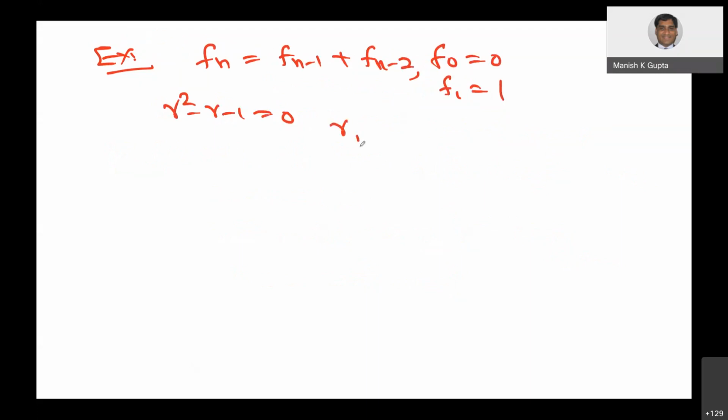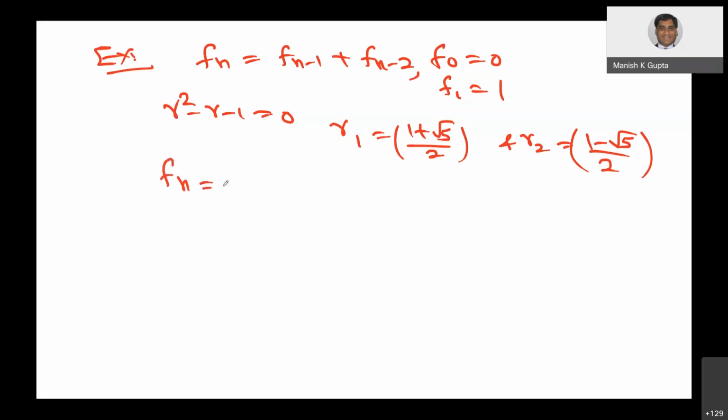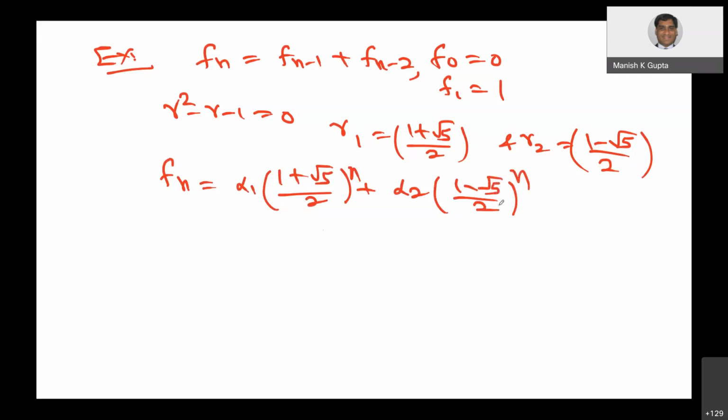If you solve, the roots are r1 is equal to (1 plus root 5) by 2 and r2 is equal to (1 minus root 5) by 2, right? So using the previous theorem, fn turns out to be alpha 1 times ((1 plus root 5) by 2) raised to power n plus alpha 2 times ((1 minus root 5) by 2) raised to power n, for some constants alpha 1 and alpha 2. Now we can solve for these constants alpha 1 and alpha 2 using the initial conditions f0 is equal to 0 and f1 is equal to 1.